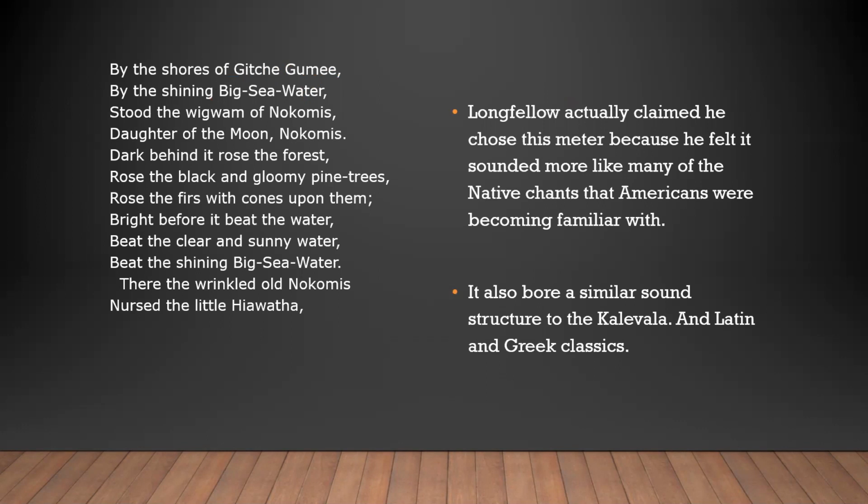By the shores of Gitche Gumee, by the shining big sea water, stood the wigwam of Nokomis, daughter of the moon, Nokomis. Dark behind it rose the forest, rose the black and gloomy pine trees, rose the firs with cones upon them. Bright before it beat the water, beat the clear and sunny water, beat the shining big sea water. There the wrinkled old Nokomis nursed the little Hiawatha.